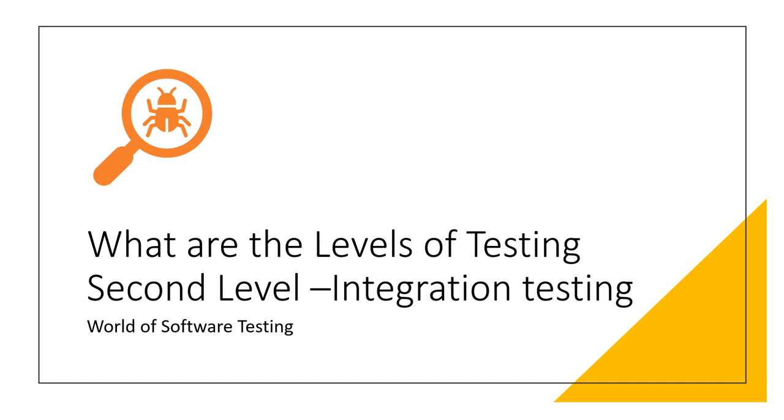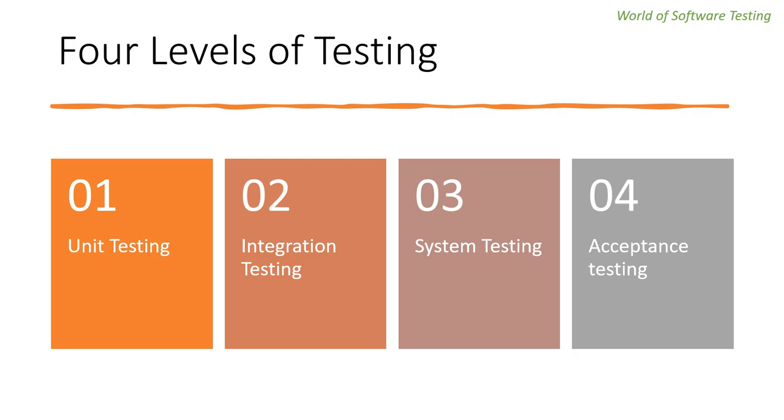So in this lecture we'll discuss the second level of software testing, that is integration testing. How integration testing is carried out, we're going to see in this lecture. These are the four levels of testing. Out of these we have already covered unit testing; the second one is integration testing, the third one is system testing, and then acceptance testing. So let's discuss integration testing.